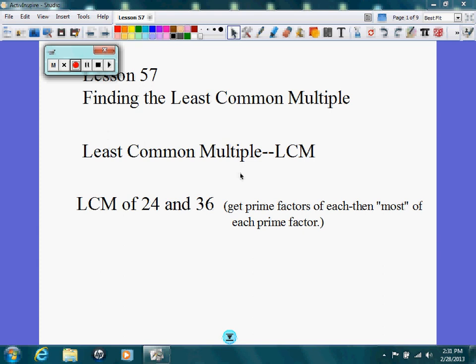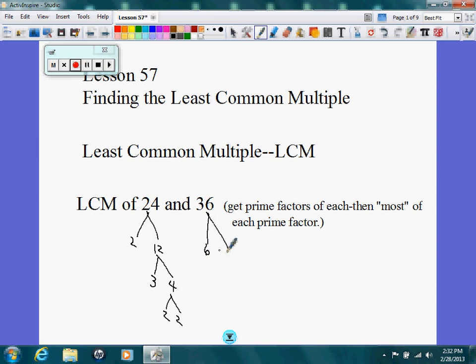Okay, so let's get the prime factors of 24. Well, that would be 2 and 12, and then 12 has the factors of, say, 3 and 4, and then 4 has 2 and 2. And now 36, we could get that as 6 and 6. We could do this as 2 and 3, and this 6 would be the same thing, 2 and 3. So what are all our prime factors? Well, we have prime factors of 2, and we have a prime factor of 3.